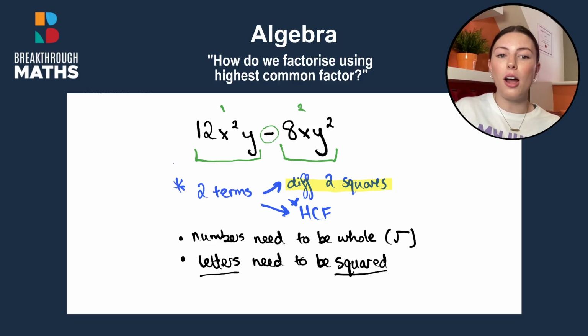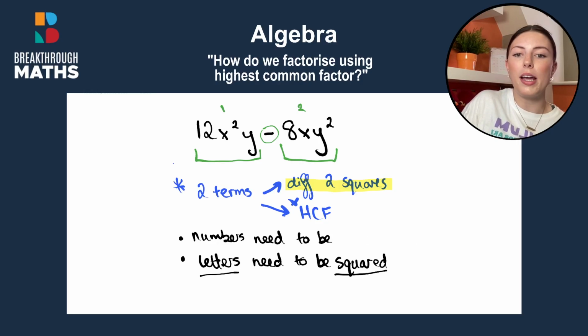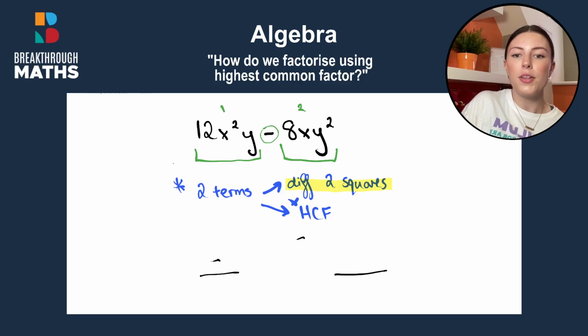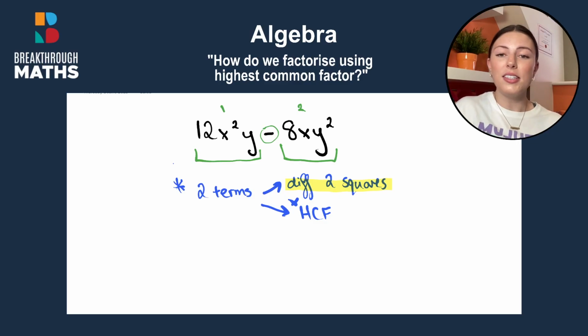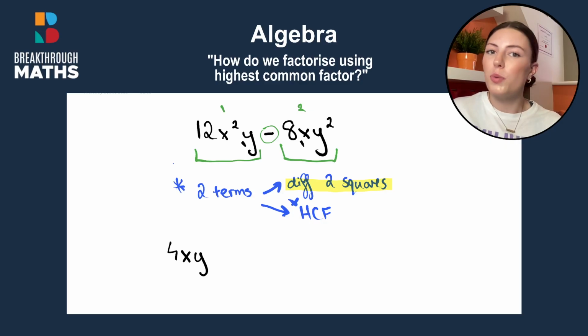Okay, so now we move on to the highest common factor, now that we know it is not difference of two squares. So what we do is we have to take out our highest common factor between both of these terms, starting with the number. So the highest common factor for 12 and 8 is going to be 4, because 4 divides into both of them. Then we look at our x and our y, our letters, and we can see that there's an x and a y common between both terms, but only one x and one y, because here there's only one y and here there's only one x. So we don't have x squared or y squared as our highest common factor.